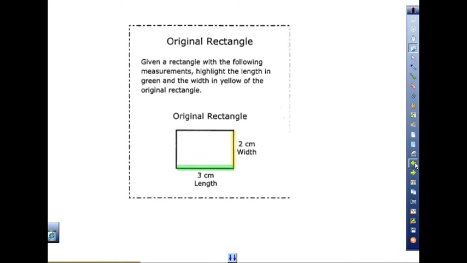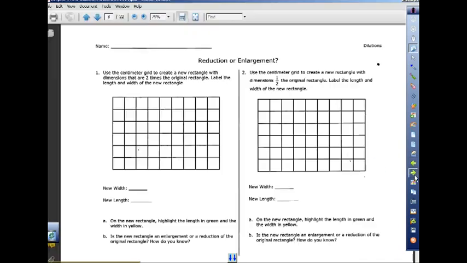Whatever you choose for the length, that color will always be your length. Whatever color you choose for your width will always be your width. I'm following the instructions and I'm using green for my length and yellow for my width. All right, here's what we're going to do next.